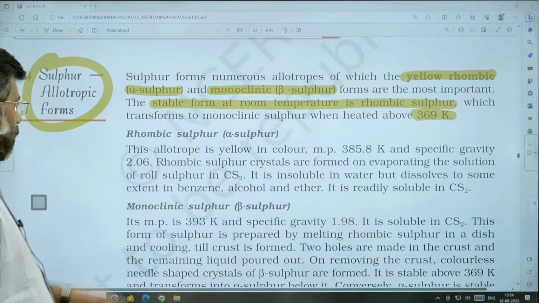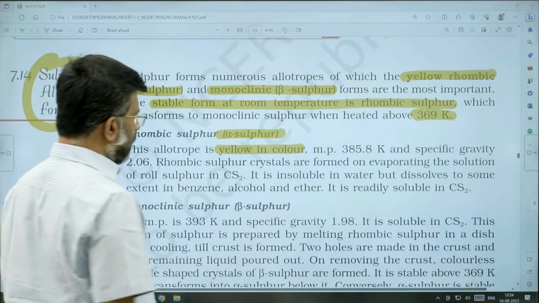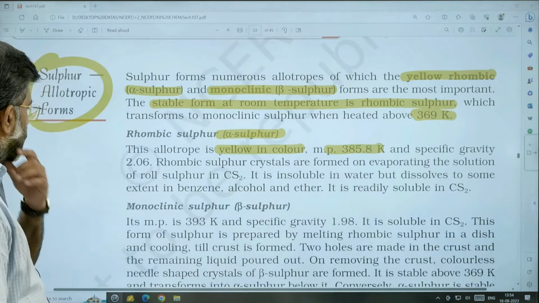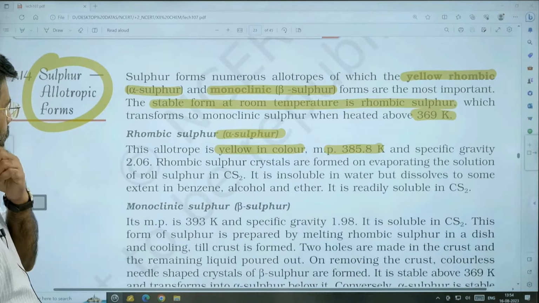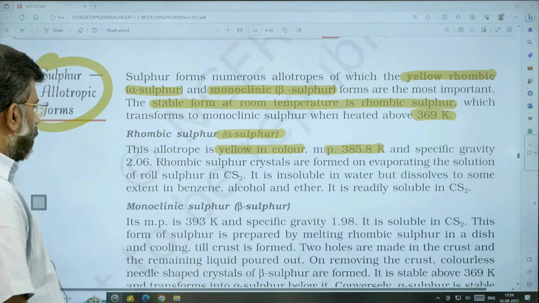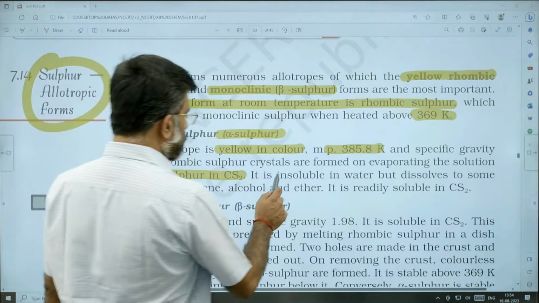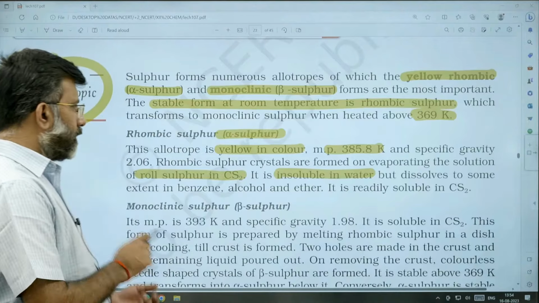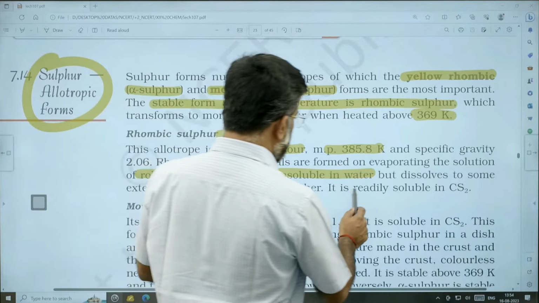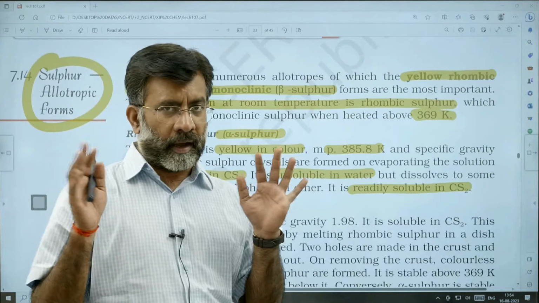First of all, rhombic sulfur, that is alpha sulfur. It is somewhat yellow in color. Melting point is 385 Kelvin, specific gravity approximately 2. Rhombic sulfur crystals form on evaporating a solution of rolled sulfur taken in carbon disulfide. It is insoluble in water but dissolves to some extent in organic media, and is readily soluble in carbon disulfide. That is about rhombic sulfur, alpha sulfur.